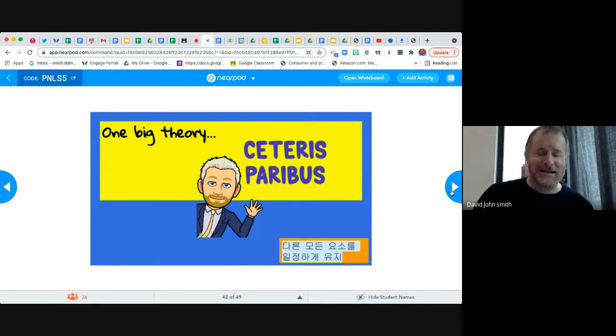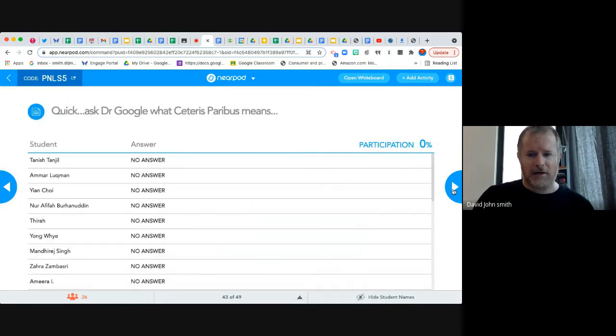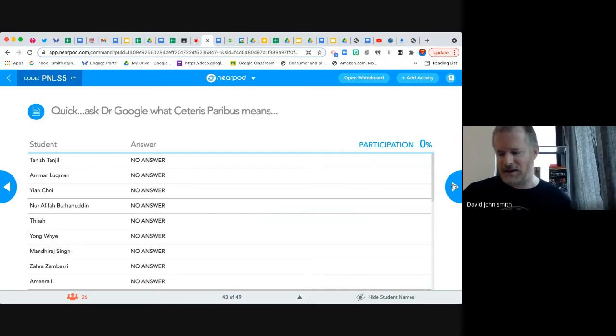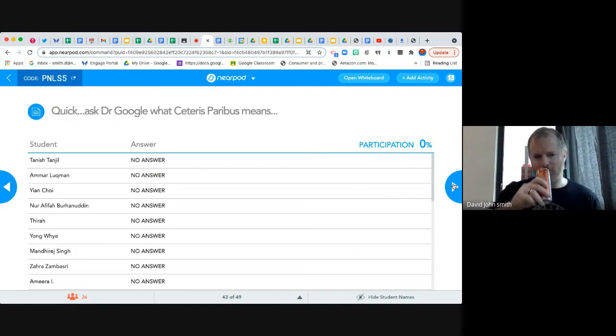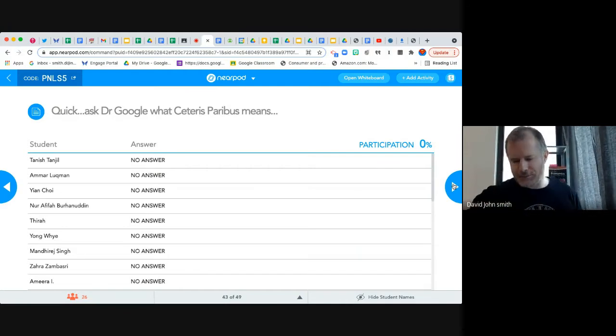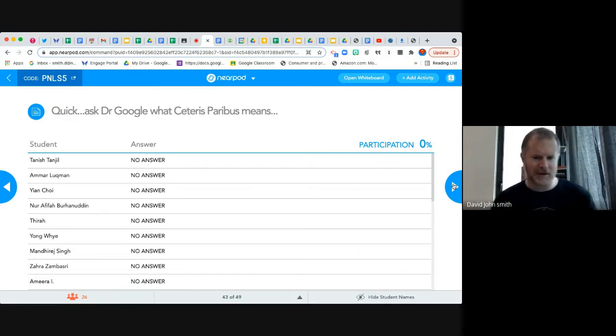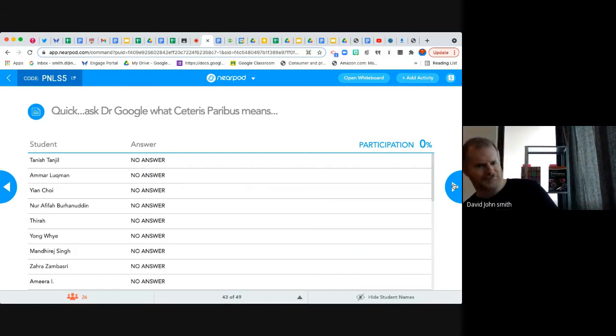That's all right. It is a big theory, Ceteris Paribus. Now, the reason why I'm stressing this here is because it is a specific bullet point in your learning objectives. And the reason why is because of what the phrase actually means. So those of you who are quick on the draw, let's see what Dr. Google says that Ceteris Paribus means. Off you go. And then you're going to see, hopefully, why it's important.